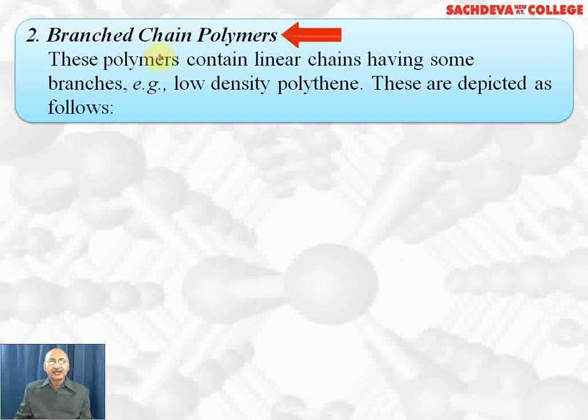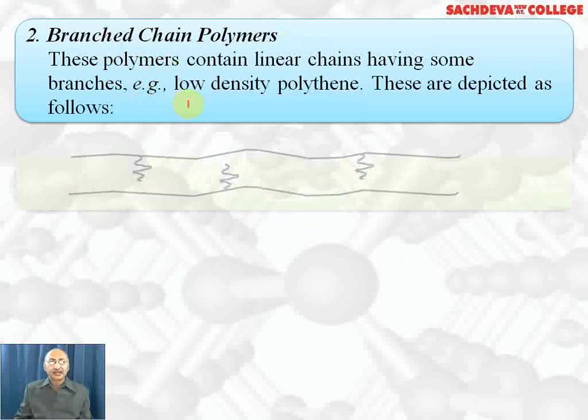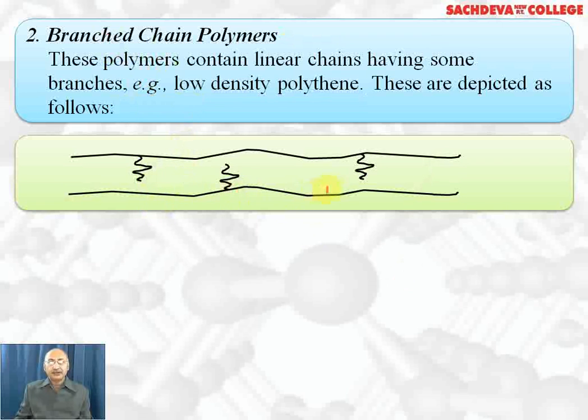Second, we have branched chain polymers. These polymers contain linear chains having some branches. For example, low density polythene, which is depicted as follows. There are some branches in these, therefore they are called branched chain polymers. And their density is low because the intermolecular forces of attraction are less due to branching.